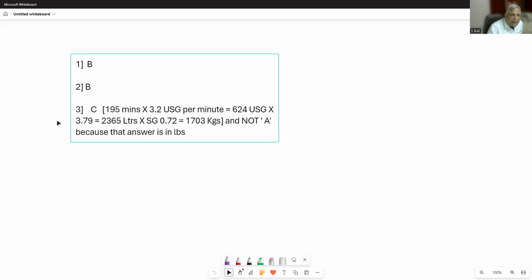If you mark A by mistake, then that is also 1703, but that answer is in pounds. 1703 kgs is the correct answer. So be careful, don't make any mistakes.